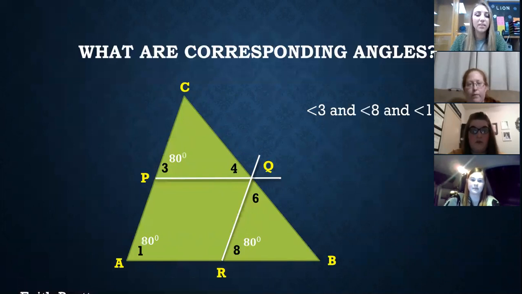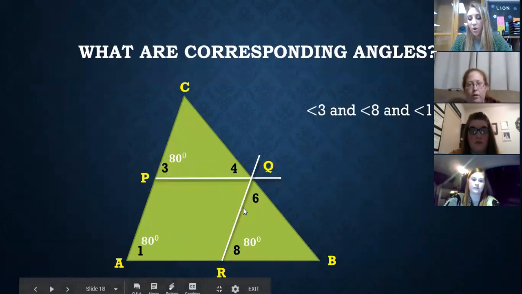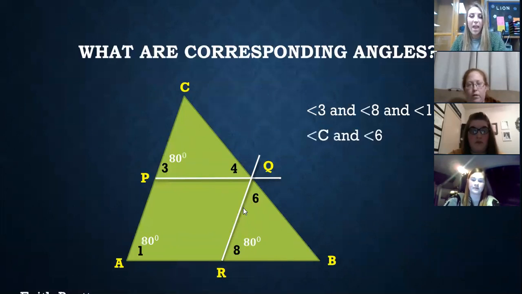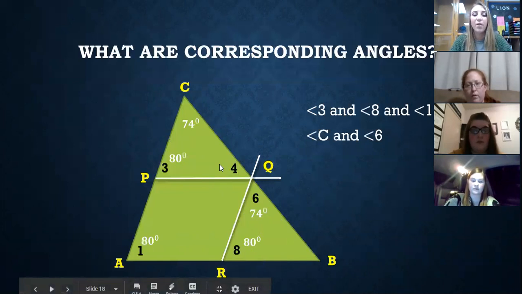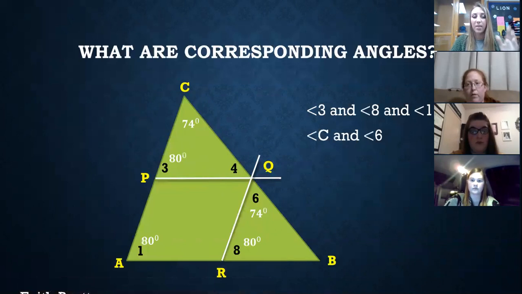Then when we look at the lines PQ and RQ, we know that angle C and angle 6 are corresponding, knowing that angle C is 74 and angle 6 is 74. So we know that they're corresponding. They don't have to be beside each other, like supplementary angles, just as long as they're equal and they're the same type of degree. Angle 4 and angle B are also corresponding angles in our diagram, as they're both 26.